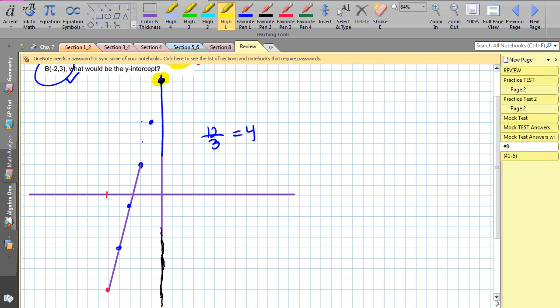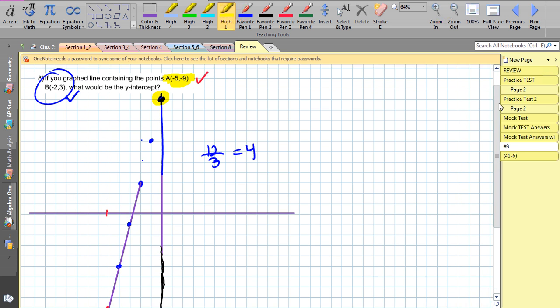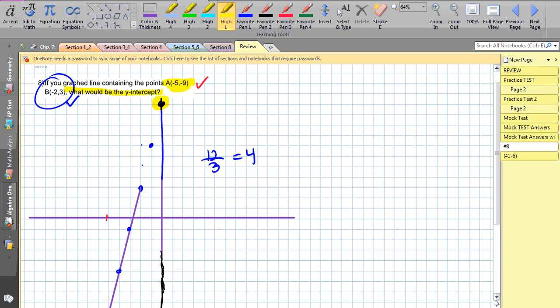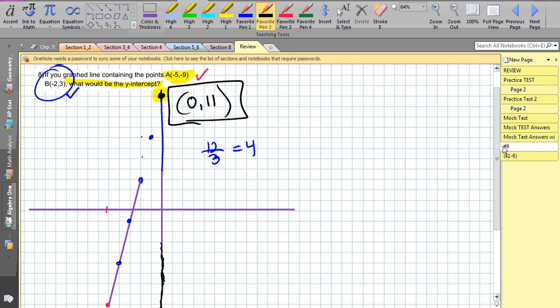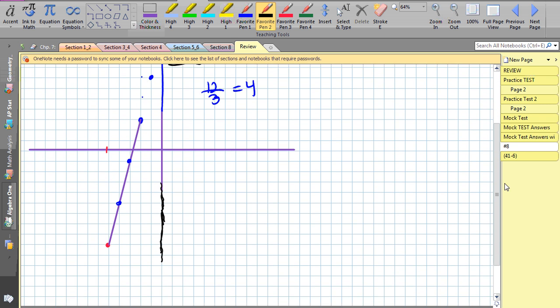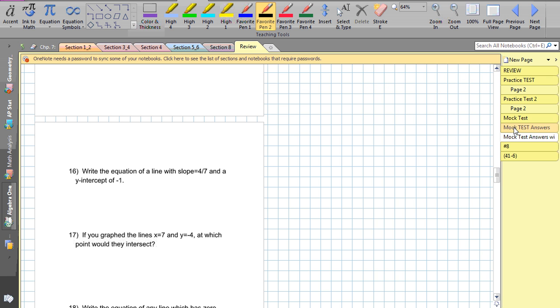And this is the point that we're really interested in because the question asked, what would the y-intercept be? Well, now I just have to count. I'm going to go up 3, 4, 5, 6, 7, 8, 9, 10, 11. This is 0, 11. And that's the answer to this problem. That is the y-intercept of those two points. So that was just one way to solve for it. I did it a very visual way by graphing and then calculating the slope and then just extending the line out. Let's go back to our test in here.